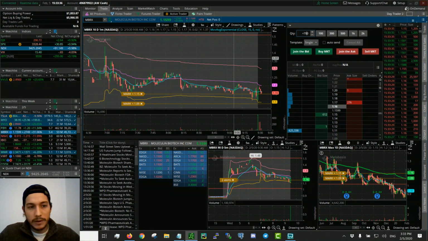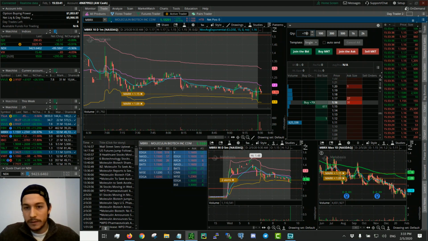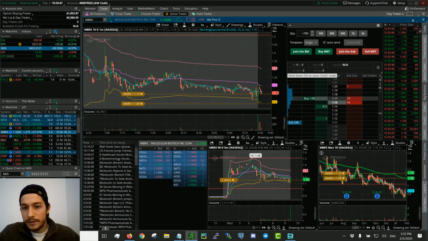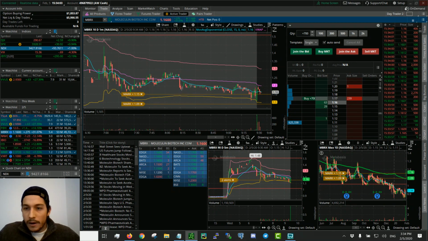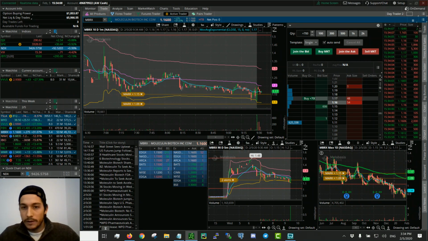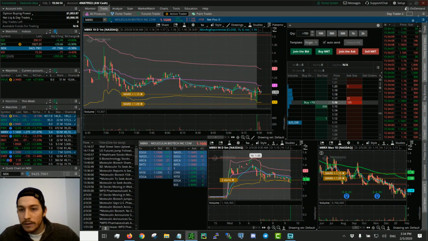Big dollar volume coming in. Big buyers here. Let's see if 1.17 breaks. Could have a chipping away here at 230. Big sellers still adding on. Big buyers.